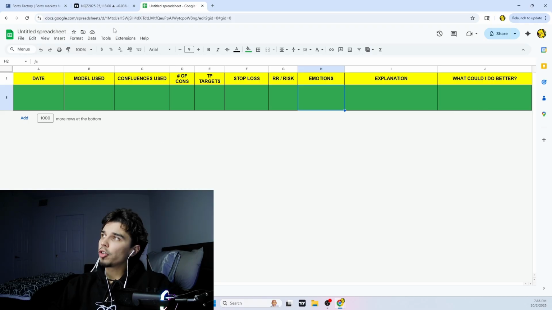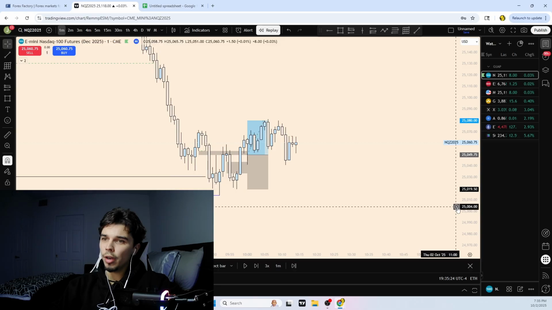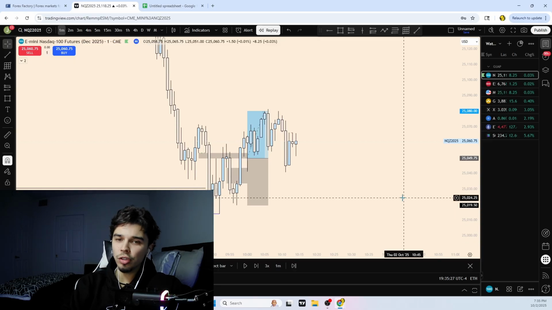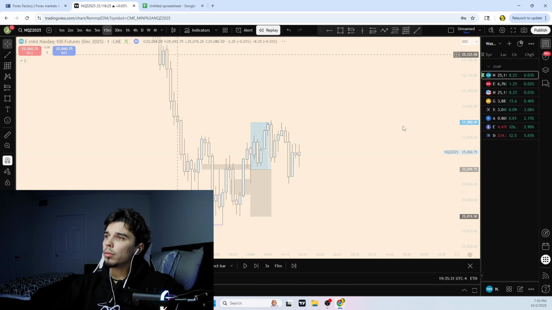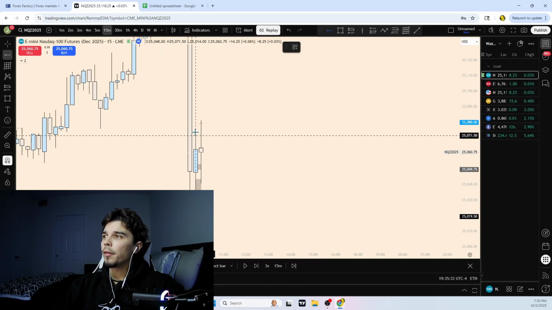So I'm going to show you guys a live example from today. I took this trade on October 2nd, and there's actually a trade recap about it. You guys can go watch it. But I ended up taking a long towards an unfilled 15-minute fair value gap earlier.